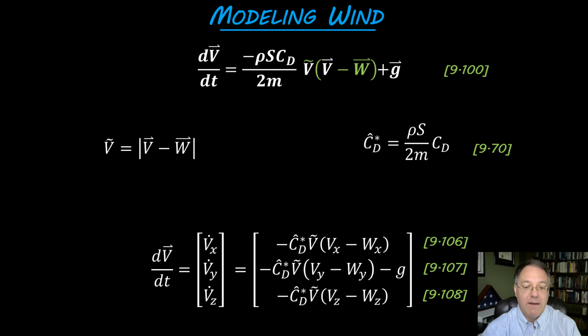Now gravity is only acting in the y direction, so the other two don't have a gravity term in them, but we're just introducing this v tilde and our wind being subtracted out of our vector velocity.